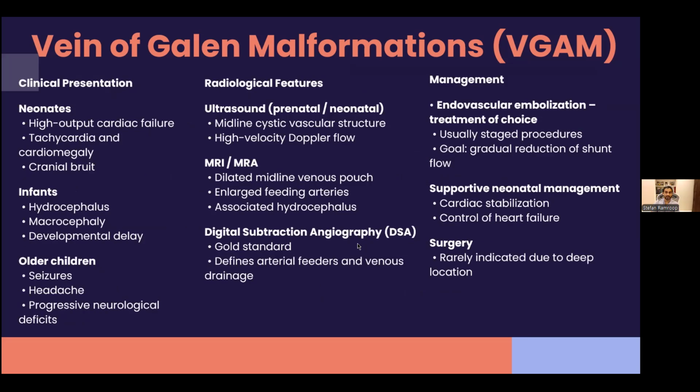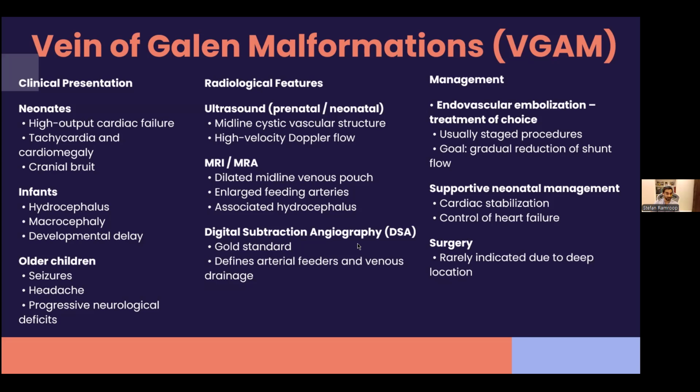So the clinical presentation of this can vary significantly with age, and it's typically a reflection of the hemodynamic consequences of high flow arteriovenous shunting. In neonates, the most common presentation is high output cardiac failure. Because a large portion of cardiac output is diverted through the cerebral arteriovenous shunt, the heart must pump significantly increased volumes of blood to deal with it. And that can result in early tachycardia, cardiomegaly, and congestive heart failure shortly after birth.